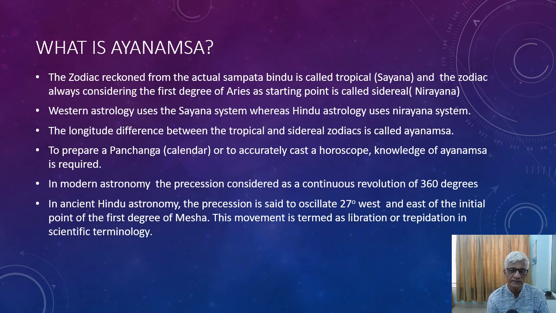In modern astronomy, the precession is continuous because we have seen it goes around in a circle. It's a continuous revolution of 360 degrees. Whereas in our ancient Hindu astronomy, the precession is said to oscillate or librate 27 degrees west and east of the first degree of Mesha. Libration or trepidation is the term given to this oscillation of 27 degrees.